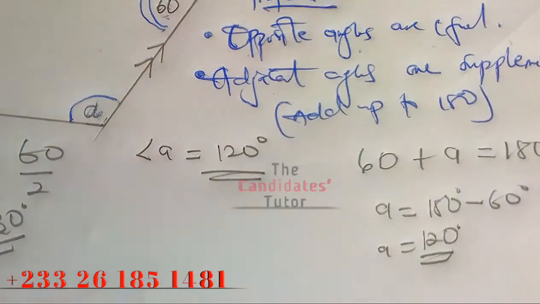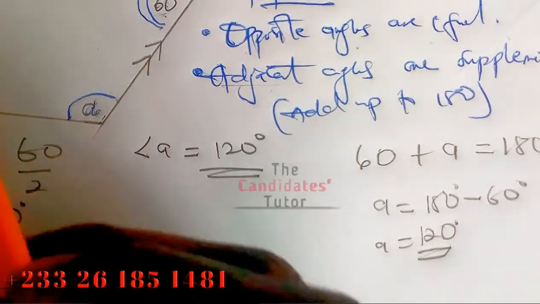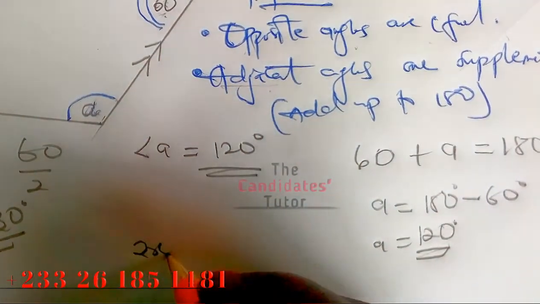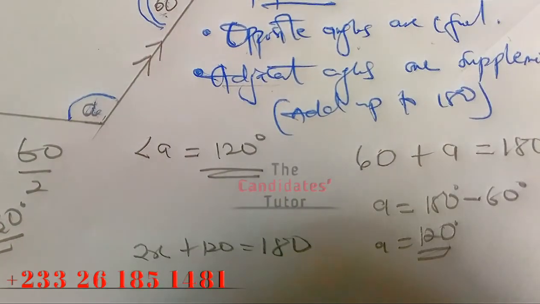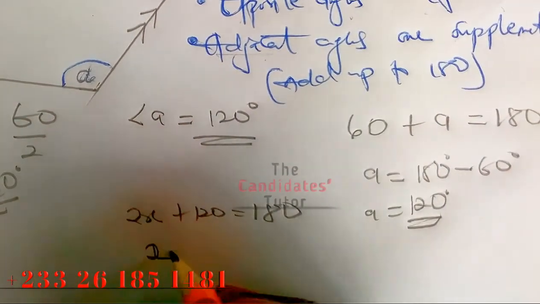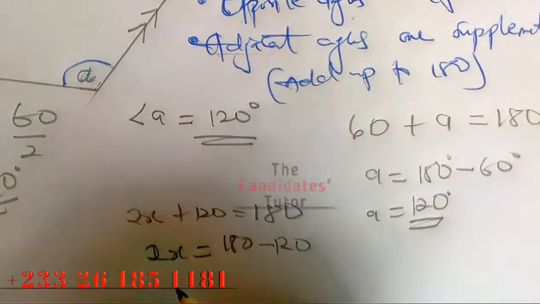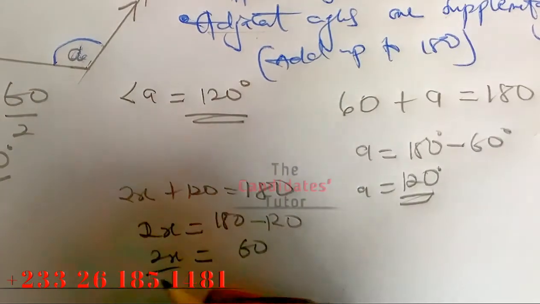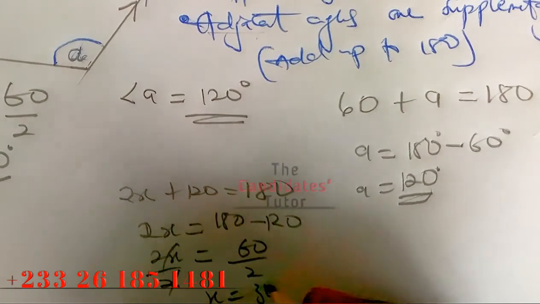Or we can also use a different method. We know that the adjacent angles add up to 180 degrees. So 2x plus 120 should be equal to 180. We group like terms, and then we have 2x equal to 180 minus 120. So we have 2x equal to 60. We divide by 2, and then x will be equal to 30 degrees.